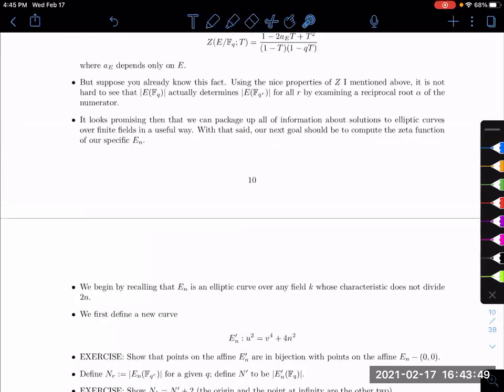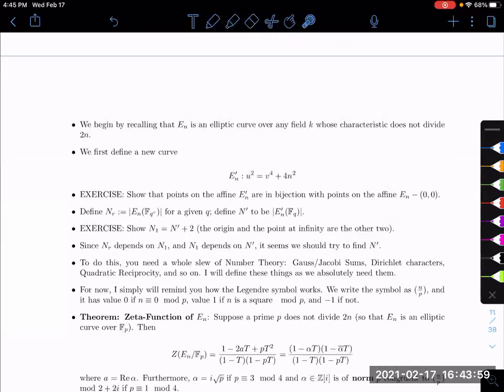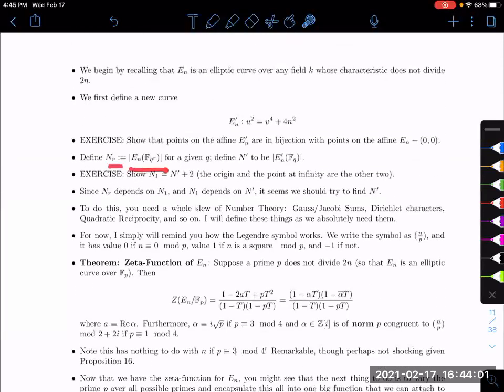Let's take this quantity up here in the zeta function, where our elliptic curve is E sub n, and let's give it a name. It's usually called capital N sub r. So capital N sub r is going to be the number of F_q to the r solutions on E sub n for a given q. And then we're going to define n prime to be the number of F_q solutions on this new curve, E sub n prime.